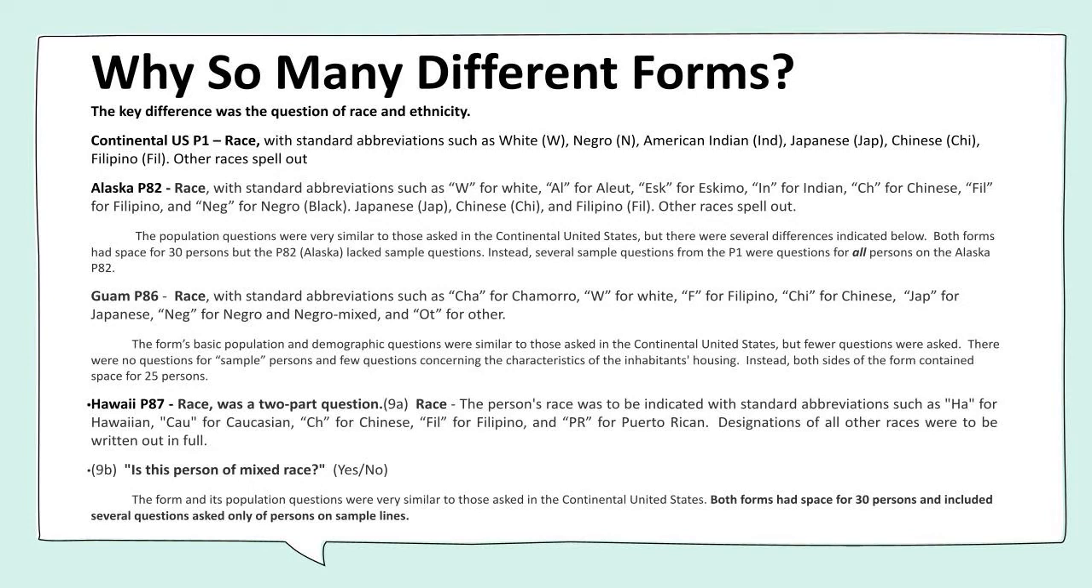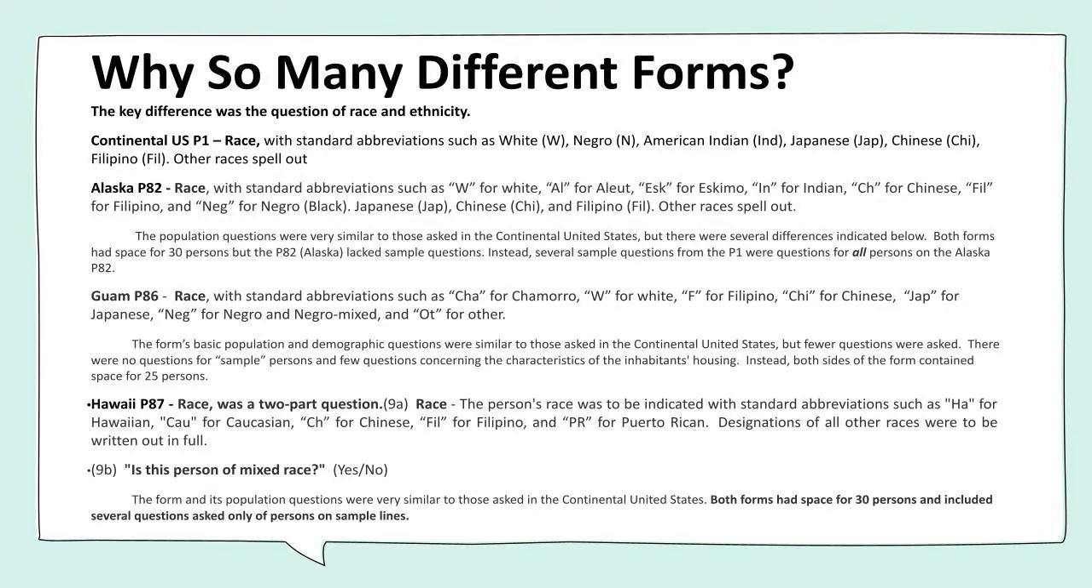The population questions were very, very similar in the Alaskan census as in the continental United States, but there were some differences. Both forms had space for 30 people, but the Alaskan form lacked sample questions. Instead, several sample questions from the P1 form were questions for all persons on the Alaskan P82. Guam, for example, again, different abbreviations for race. You had CHA for Chamorro, again, W for white, F for Filipino, Chinese, Japanese, Negro, and Negro mixed, and other.